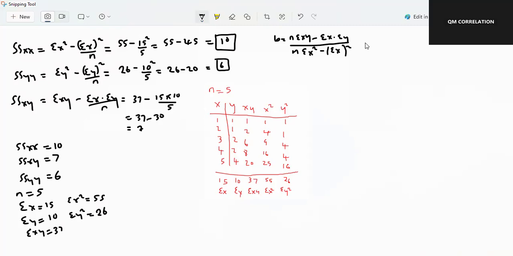The shortcut method, you just do summation of xy over summation of xx. What is summation of xy? 7, correct. And summation of xx? 10. So what becomes our b? 0.7, yes. All right, you see that it's easy after you do the preliminaries, yeah?